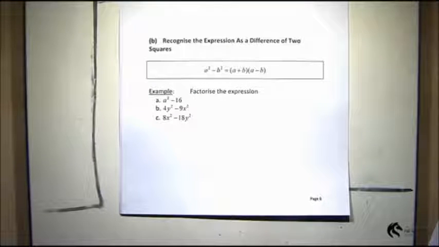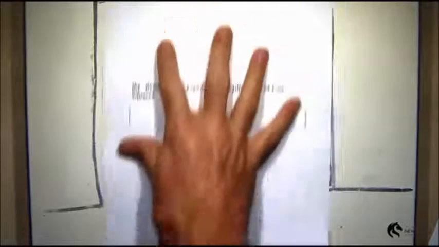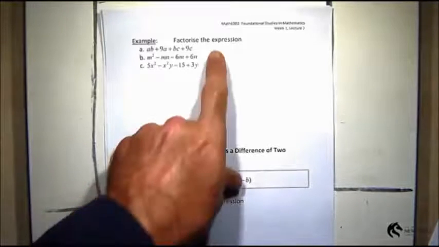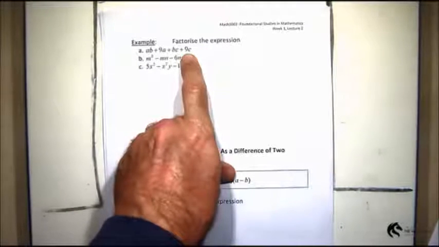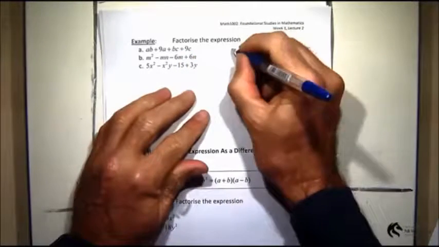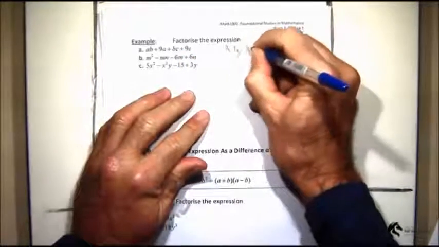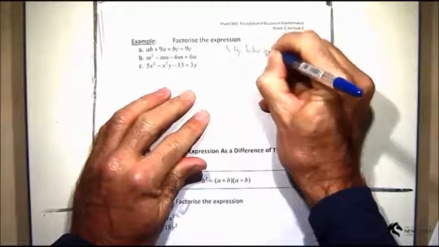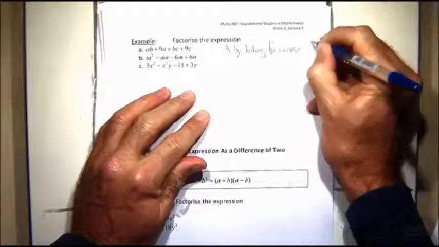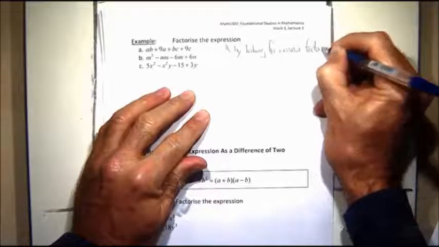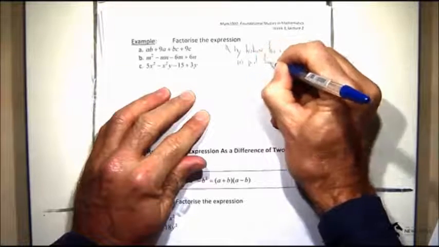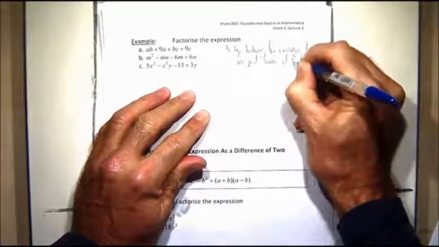And in these examples here, it says factorise the expression. What we're going to do is look for a common factor just in some of the expressions and see what happens in here. So, for example, I'll say here, by looking for common factors in just some of the terms.